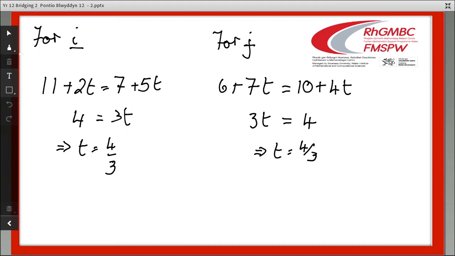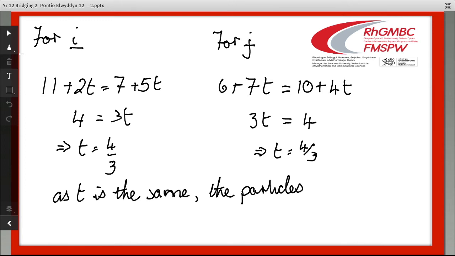So as t is the same, the particles will collide. So we've proved what they wanted us to prove: that they do collide.